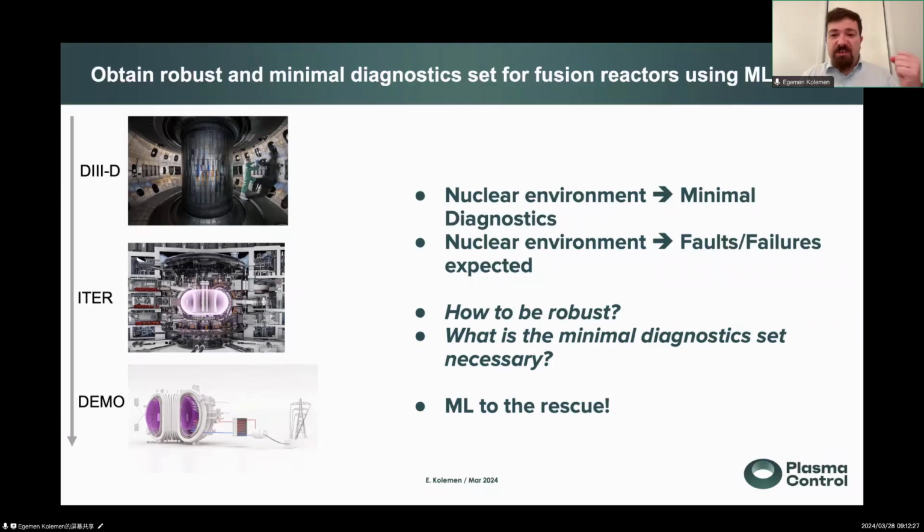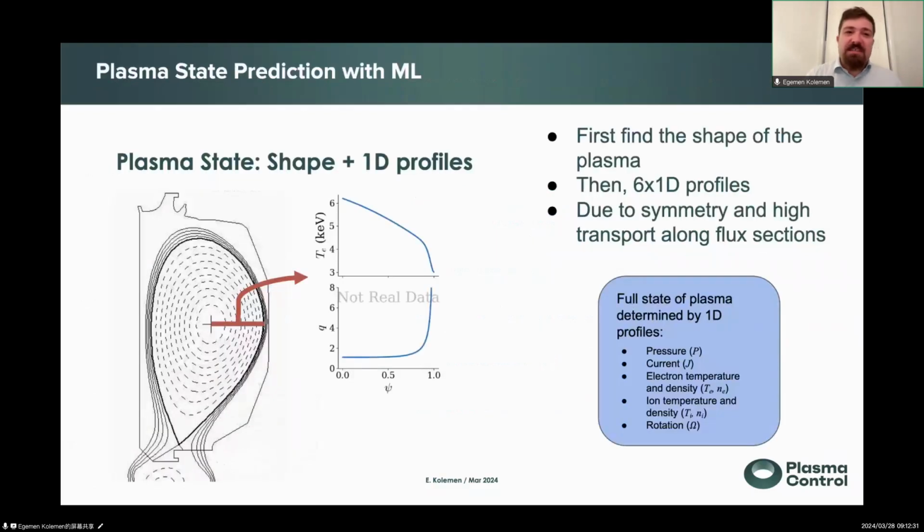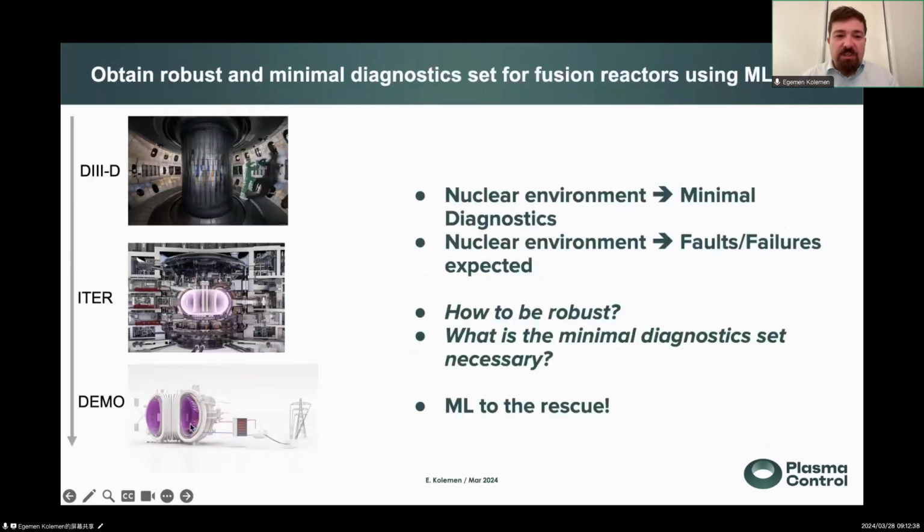And for this, we say machine learning to the rescue. Let's see what it does. So first thing is plasma state. What is it? So I showed the reactor. I showed this donut here, right? This is inside it. There's this donut plasma.